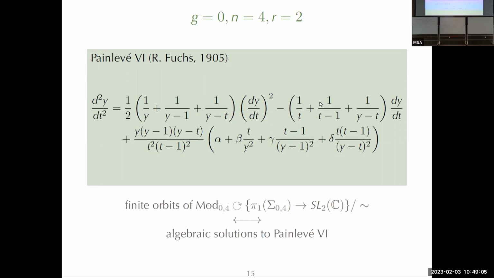So the observation, and I'll explain where this comes from, is that algebraic solutions to this Painlevé VI equation correspond in some suitable sense to finite orbits of the action of π1 of M04 on 2-dimensional representations of π1 of P1 minus 4 points.